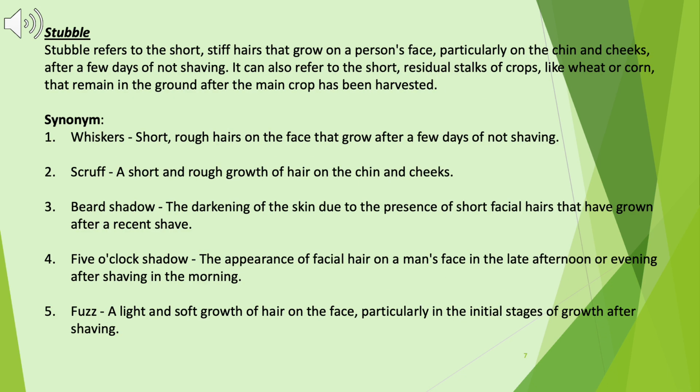Stubble. Stubble refers to the short, stiff hairs that grow on a person's face, particularly on the chin and cheeks after a few days of not shaving. It can also refer to the short, residual stalks of crops, like wheat or corn, that remain in the ground after the main crop has been harvested.